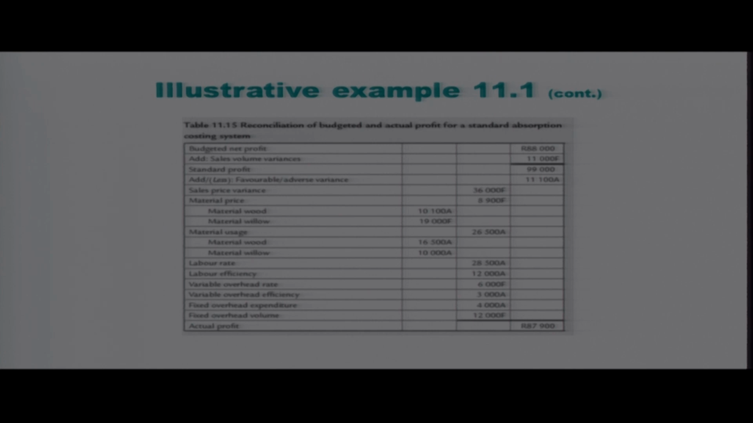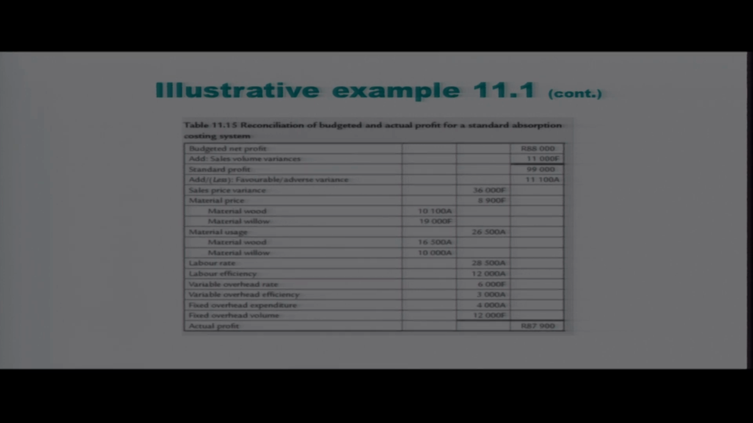The labor rate, when you calculated it, we got 28,500, which is unfavorable. The labor efficiency also 12,000, unfavorable. Variable overheads rate gave us 6,000, which was favorable. Variable overheads efficiency 3,000, unfavorable. Fixed overheads expenditure 4,000, unfavorable. Fixed overheads volume variance favorable 12,000.